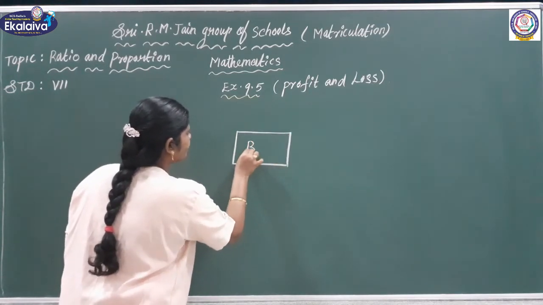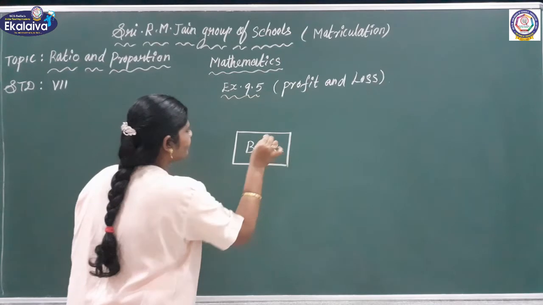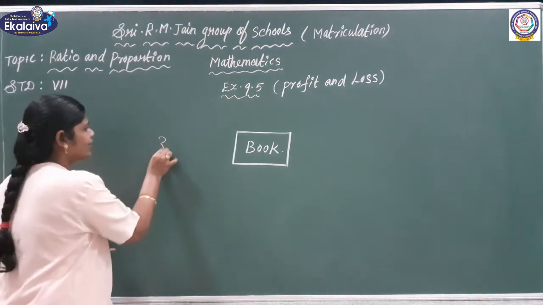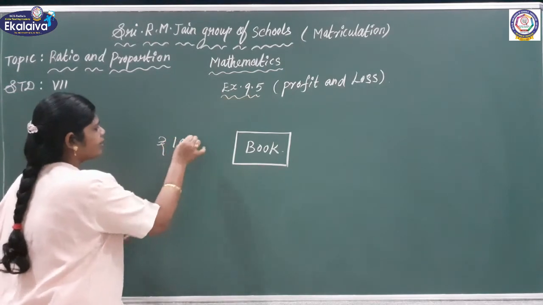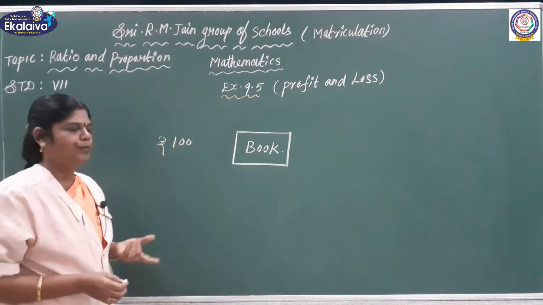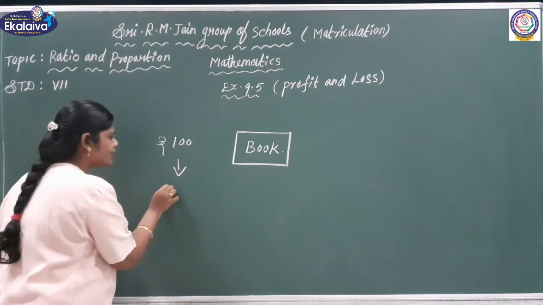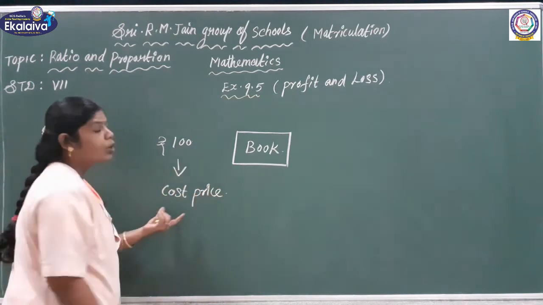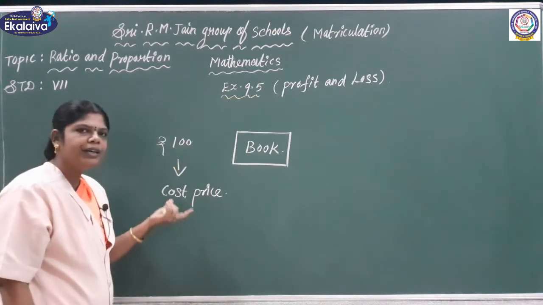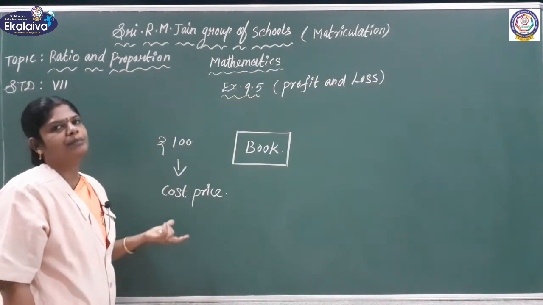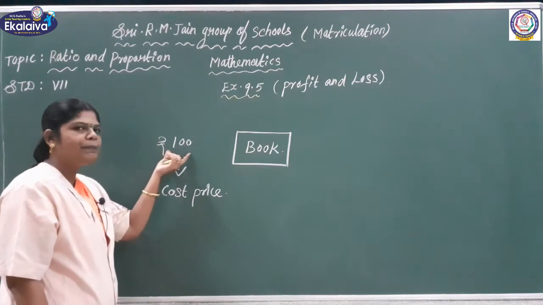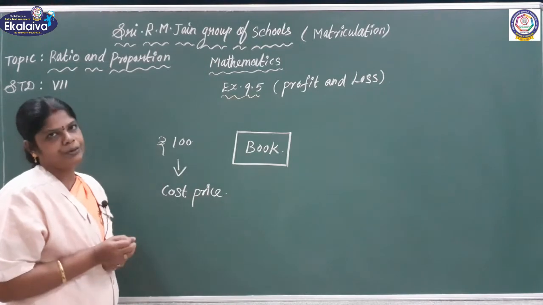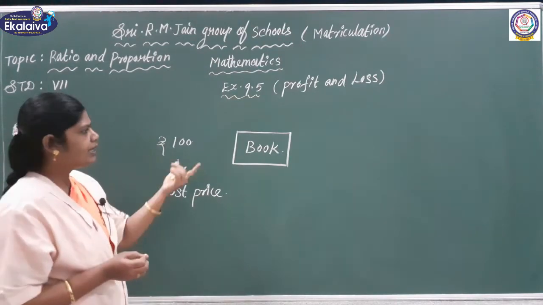This is a book. I bought this book for 100 rupees. How much, children? 100 rupees. So this 100 rupees represents the cost price. I gave 100 rupees to the shopkeeper and bought this. So this one represents cost price. The cost price of your book is 100 rupees. Is it clear, children?